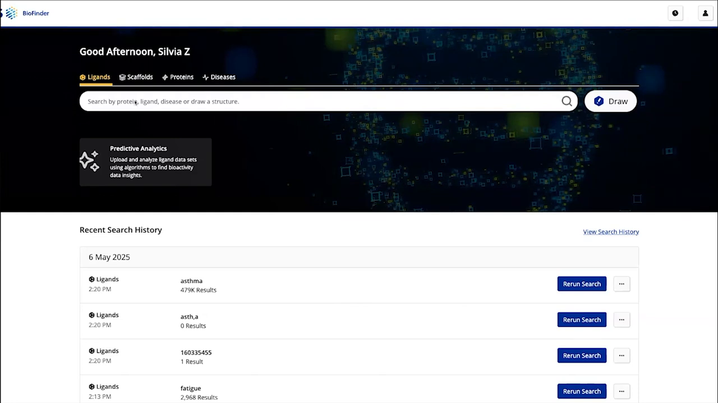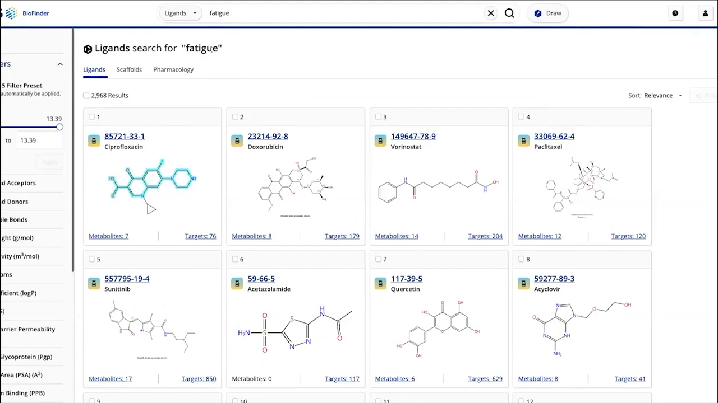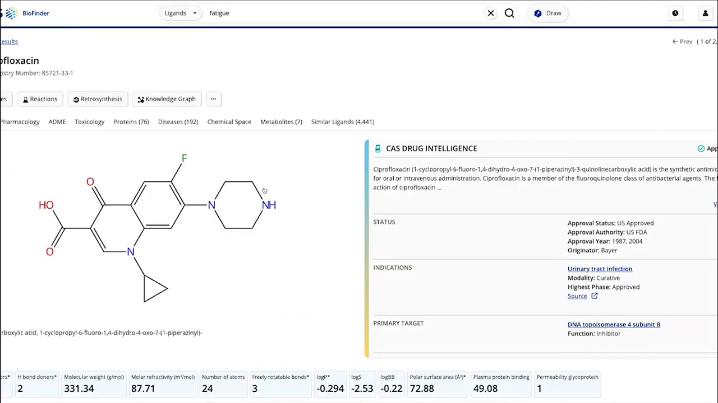I will just work on the ligand, which is a substance, so I'm going to look for a disease, fatigue, and I'm trying to find all of the substances which are pertaining to this disease. So, I see this one which also has this icon, which in BioFinder means that it is a registered drug. So I'm starting to do some research on it.